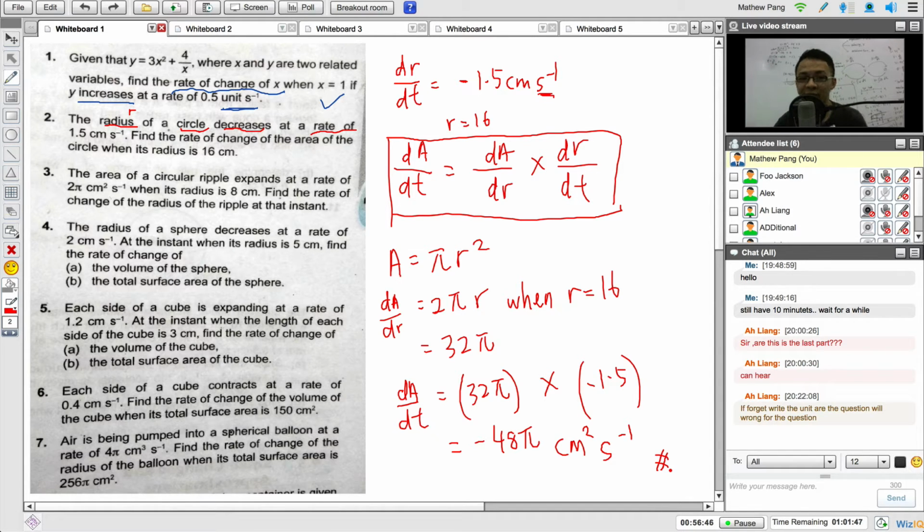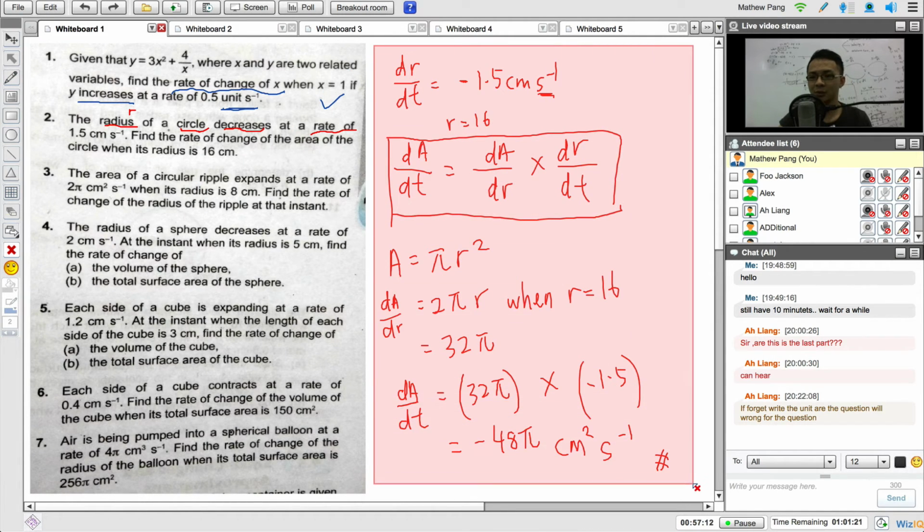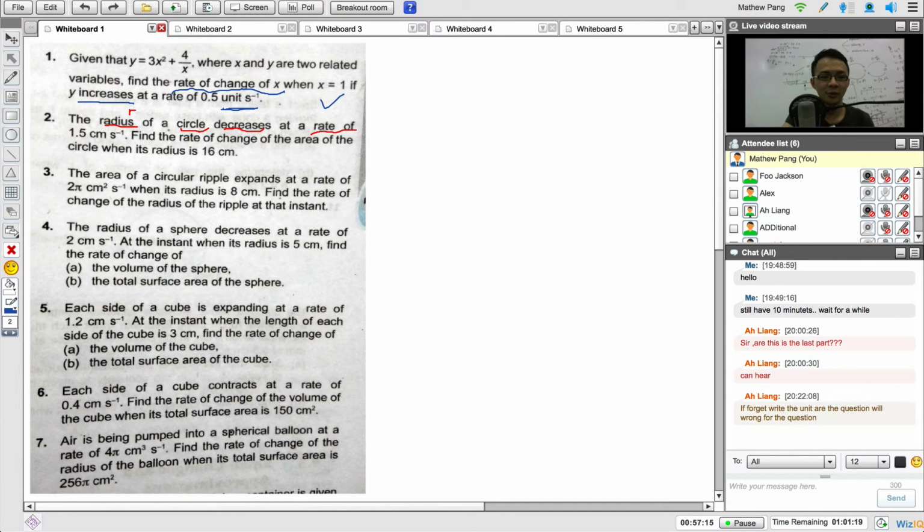Okay, so can you do it or not? Or do you find it very difficult to understand? Okay, so let me erase this. Let me use another color, maybe purple. Okay, number 4. Have a look here.